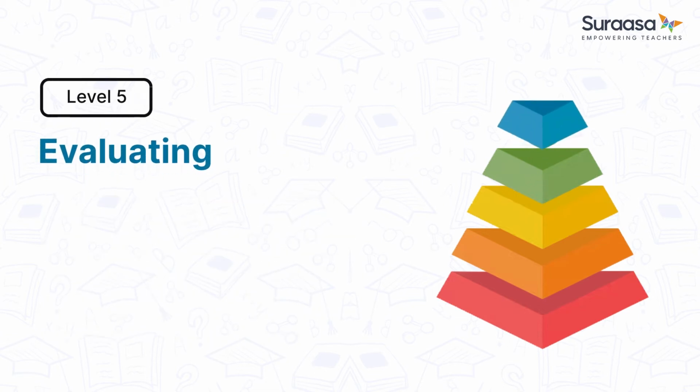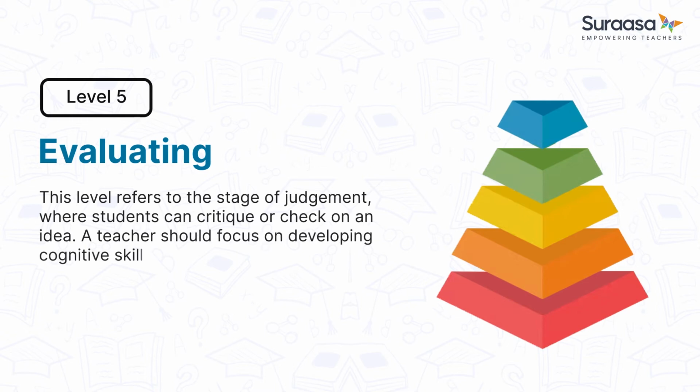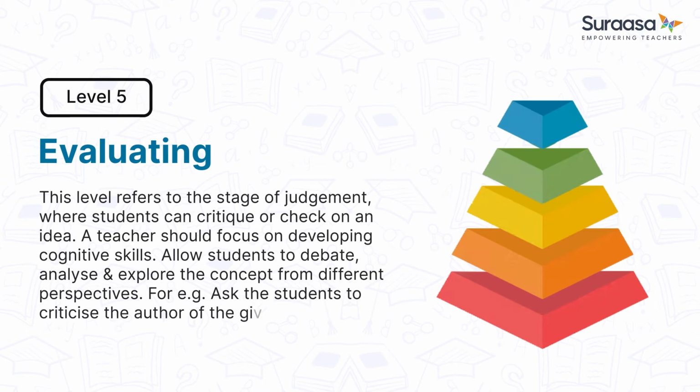Level 5, evaluating. This level refers to the stage of judgment where students can critique or check on an idea. A teacher should focus on developing cognitive skills. Allow the students to debate, analyze, and explore the concept from different perspectives. For example, ask the students to criticize the author of the given poem, given the social condition of the economy.